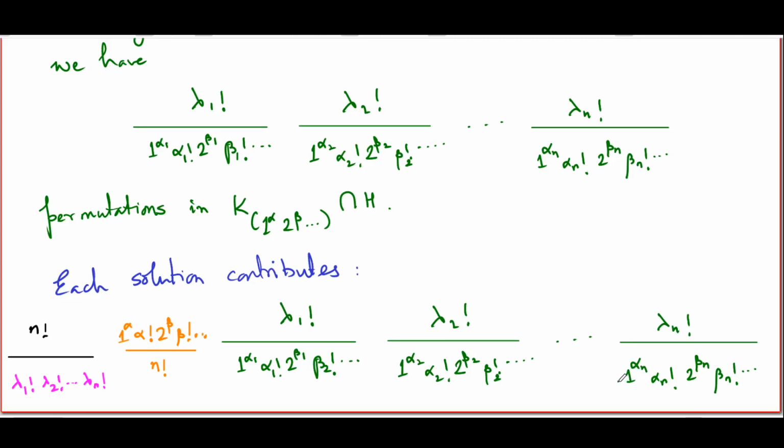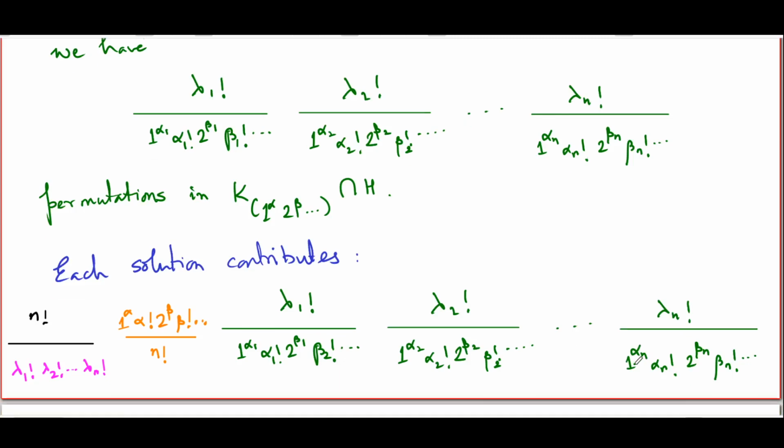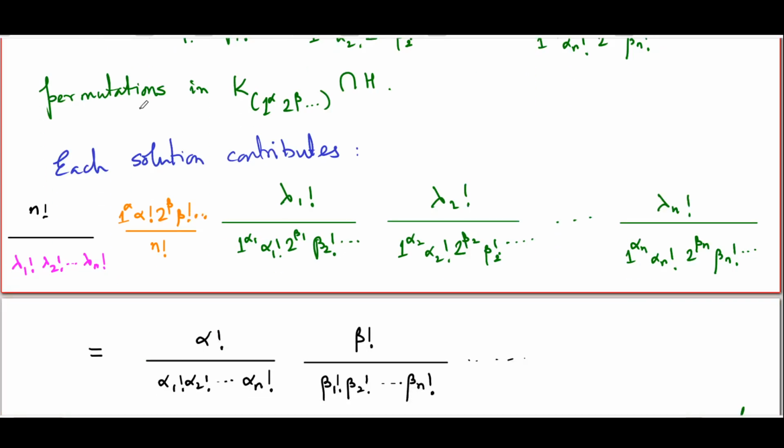But persisting with this piece for the time being, let's just notice that there is a lot of cancellations to be done here. Note that the n factorials simply cancel out. So do all these lambda 1, lambda 2, lambda n factorials with this denominator. Not only that, if you take the 1 to the alpha 1, 1 to the alpha 2, 1 to the alpha n, all of them together, you get 1 raised to the power alpha 1 plus alpha 2 up to alpha n, which according to our constraint is simply 1 to the alpha. Similarly, 2 to the beta cancels with 2 to the beta 1, 2 to the beta 2, 2 to the beta n, and so on.